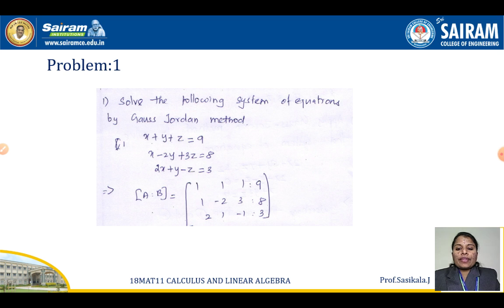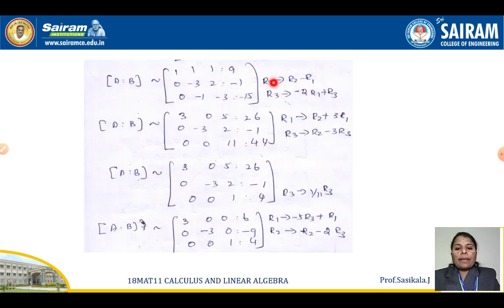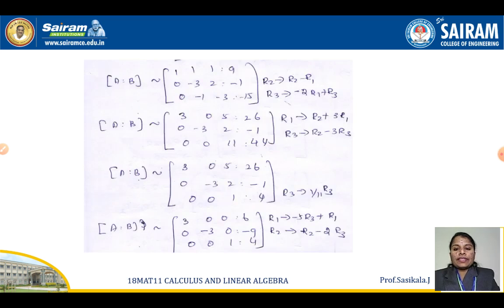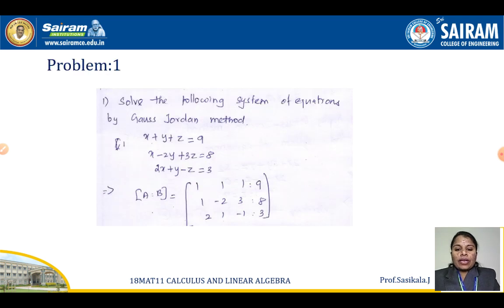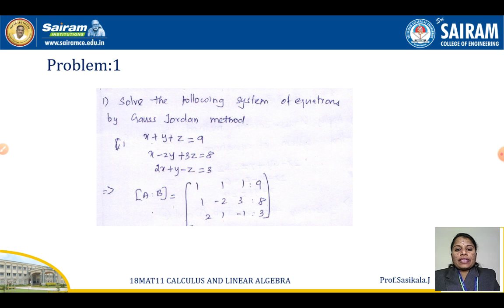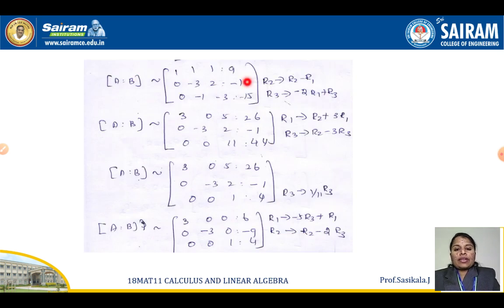So the new R2 is the old R2 minus R1. What is that? 1 minus 1 is 0, and here minus 2 minus 1 will be minus 3. The next one, 3 minus 1, I will get 2. The next one, 8 minus 9 will be minus 1. Similarly, you can go to your third row.